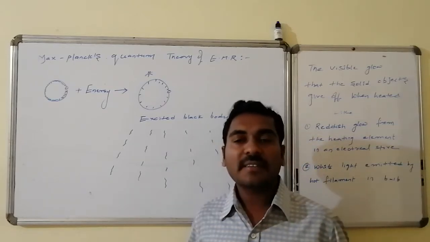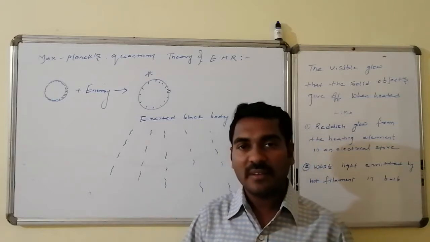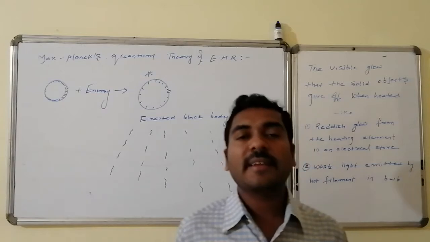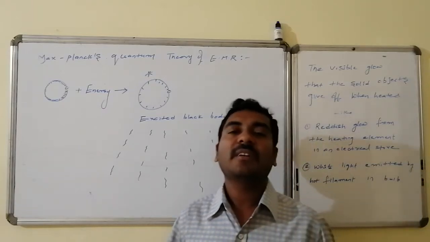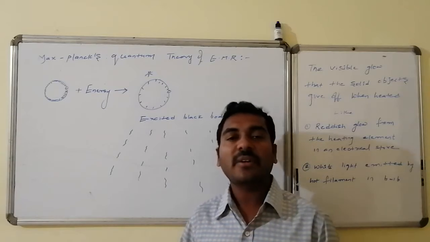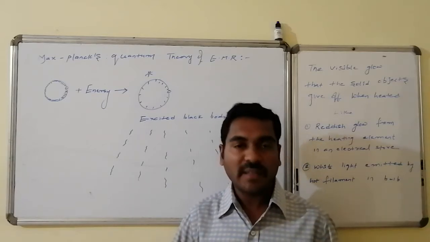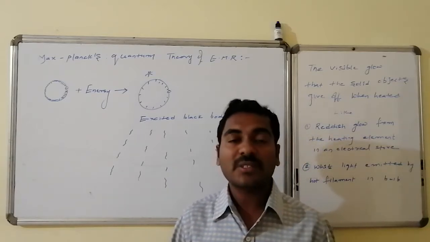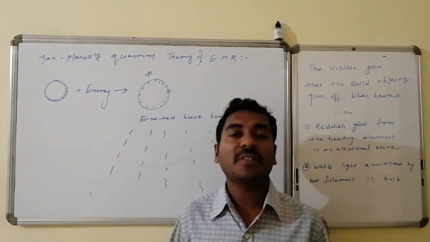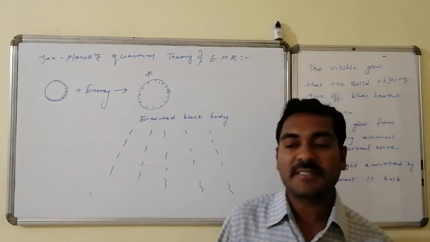Planck investigated the radiations coming from the black body at various temperatures, and he gave graphical information related to the intensity of the waves coming from the black body at different temperatures. Thereby he came to a conclusion, and that conclusion is known as Planck's quantum theory of electromagnetic radiation.